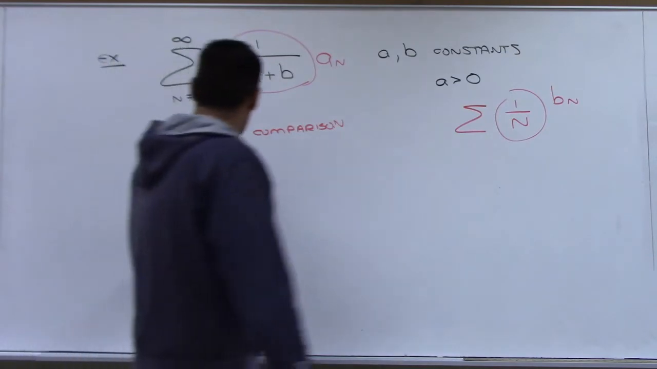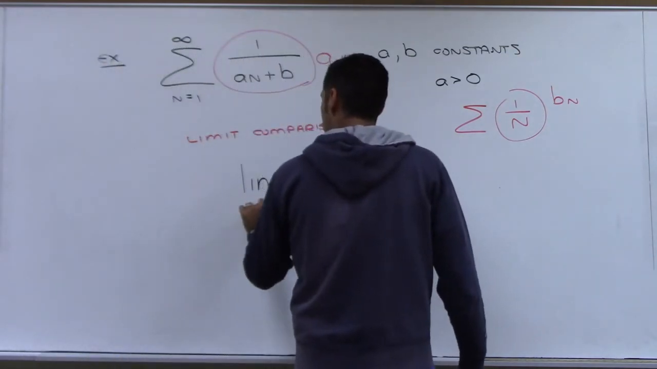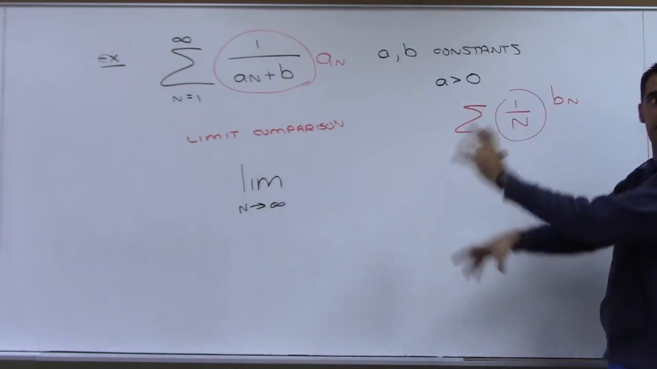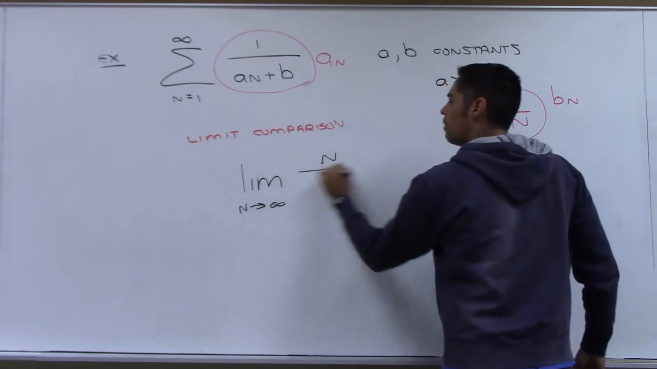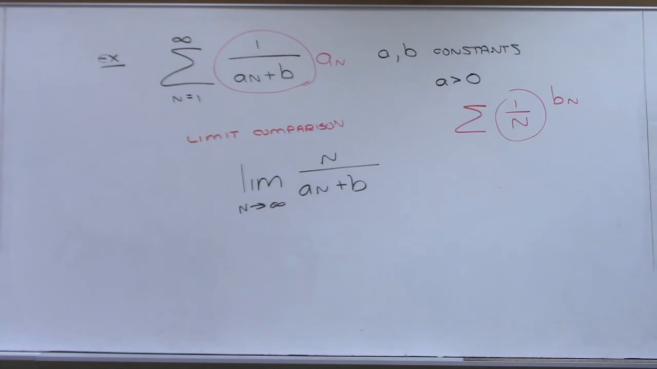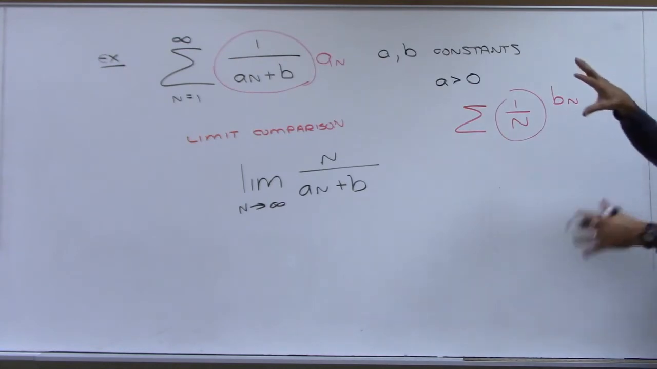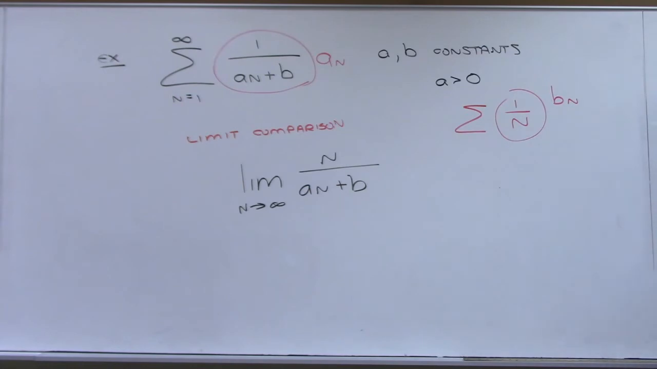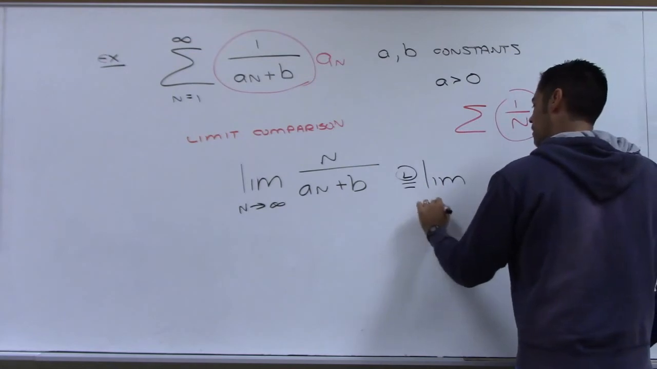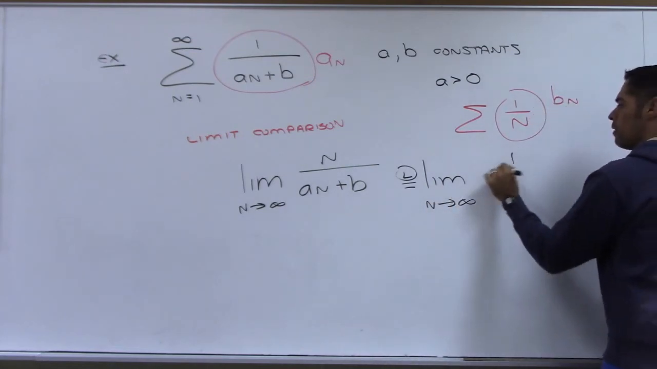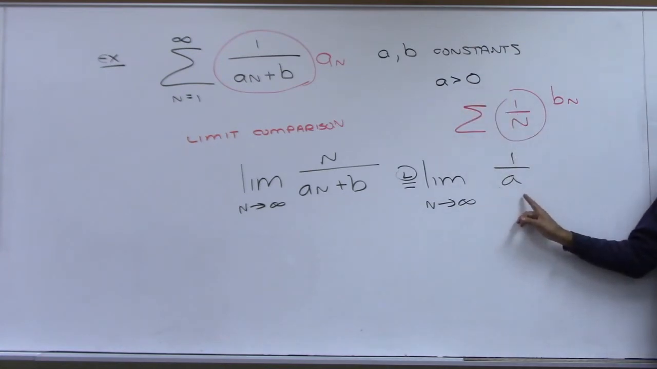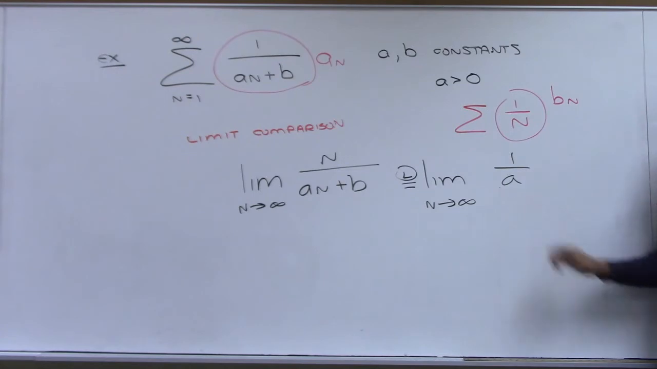So let's take this limit. What's the limit as n goes to infinity of this guy over this guy? So you'll wind up flipping. You'll get n over an plus b. Do y'all see I put the two fractions but flipped them? Okay. And then let n go to infinity, L'Hopital one time. And you get what? 1 over a. And a is a constant, and a is positive. So this is a positive constant, right?